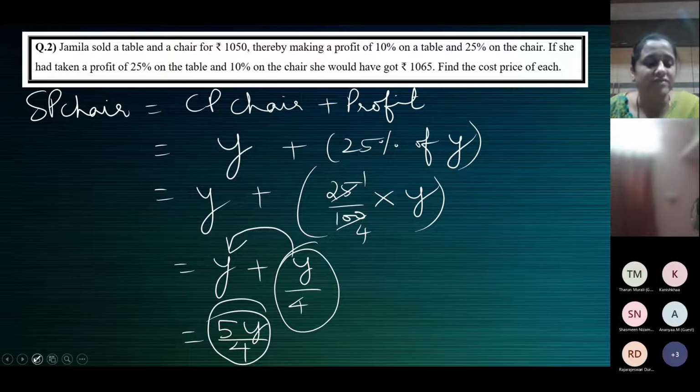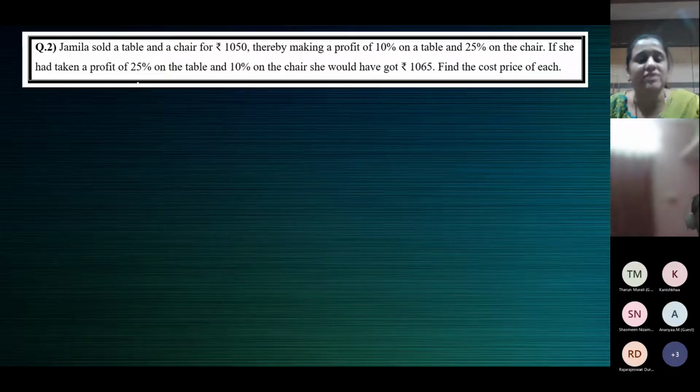So like this, you have to find the selling price in both the cases. The sum of the two selling prices is equal to 1,050, and in the other case, the sum of the selling prices is 1,065. So let's see the answer.